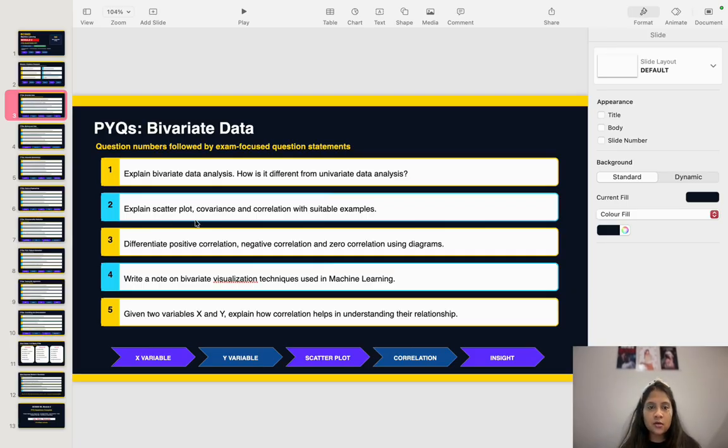Next, so we discussed just now about the second question. Next is differentiate positive correlation, negative correlation, and zero correlation using diagrams. If you are learning the topic called correlation and covariance and you understand that concept, it's very easy for you to write about the definition, and then write about the concept explanation, and if you remember the diagram, you can include that in the answer. Okay, so this is the flow.